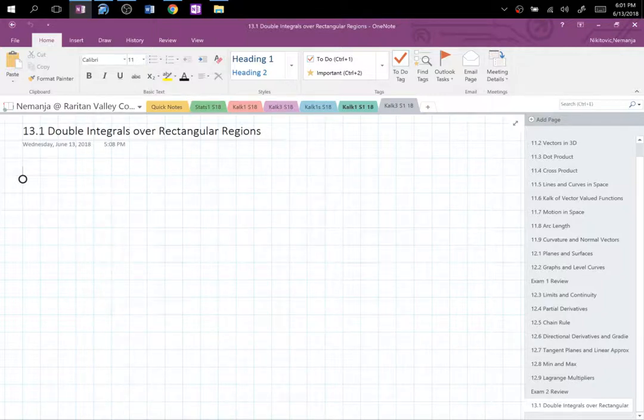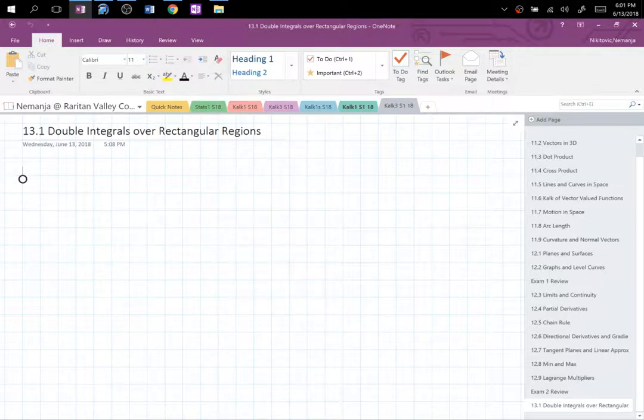We are going to learn new coordinate systems. Cylindrical coordinates and spherical coordinates will be studied in 13.5. 13.6 is going to be looking for center of mass, and that's going to be really cool. And then hell on earth, 13.7, change of variables in multiple integration. That one is the carpal tunnel for this chapter.